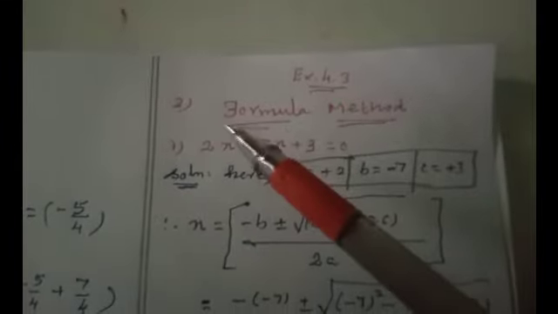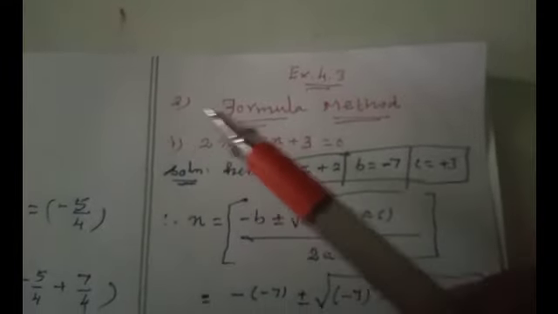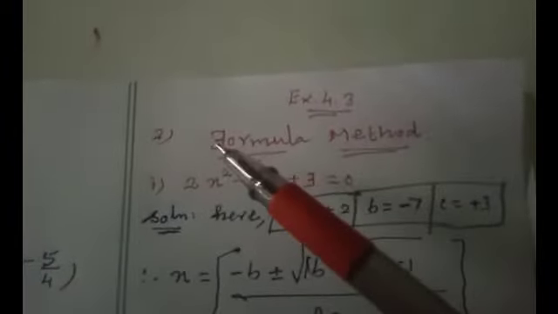Exercise 4.3, second Roman letter. We have to solve the first Roman letter using the formula method. The first Roman letter was solved by the completing the square method, and the second Roman letter is the same sum, which has to be solved by using the formula method.